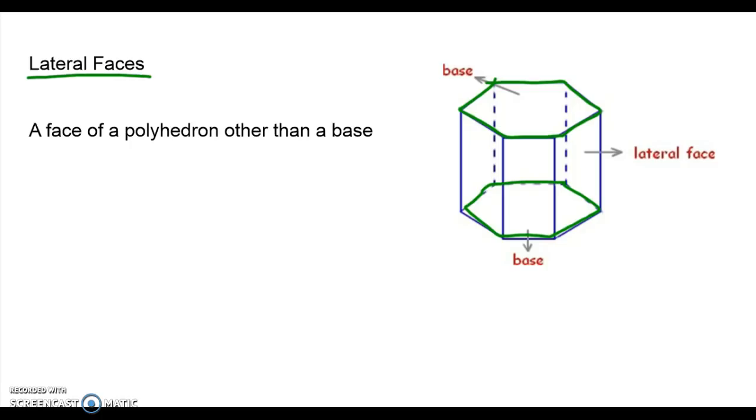All of these rectangles that you see here, we have a rectangle that connects our two bases going all the way around. We have 6 of them because we have a hexagon, so we're going to have 6 lateral faces here. And again, in a prism, they're always rectangles.